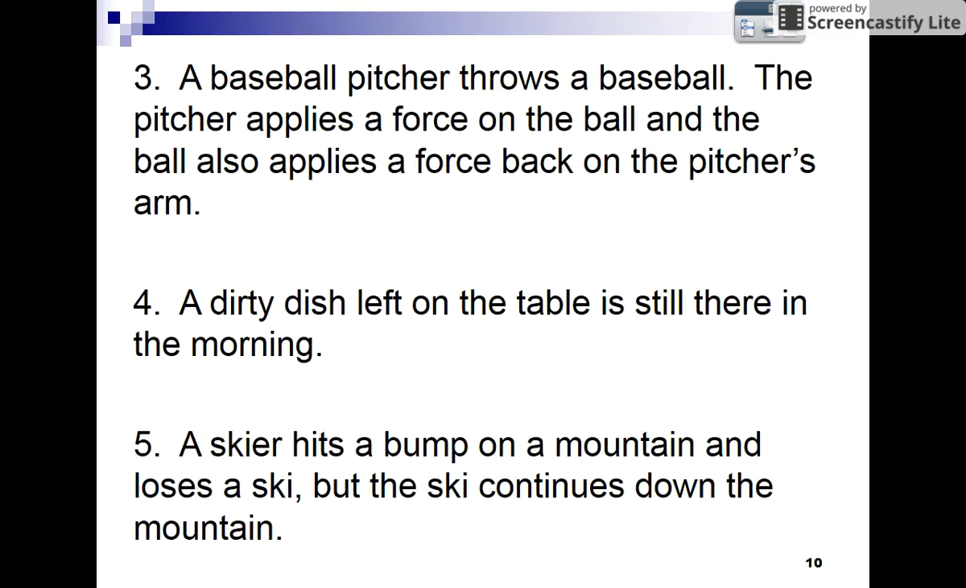The third example, a baseball pitcher throws a baseball. The pitcher applies a force on the ball, and the ball also applies a force back on the pitcher's arm. So hopefully you guys see that is the third law, action, reaction. Two objects are involved here. Number 4, a dirty dish is left on the table and is still there in the morning.